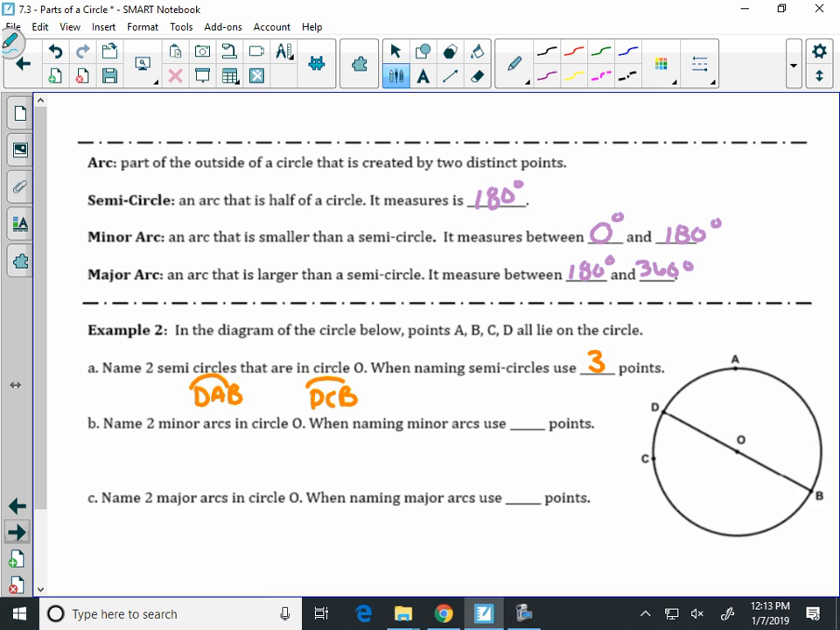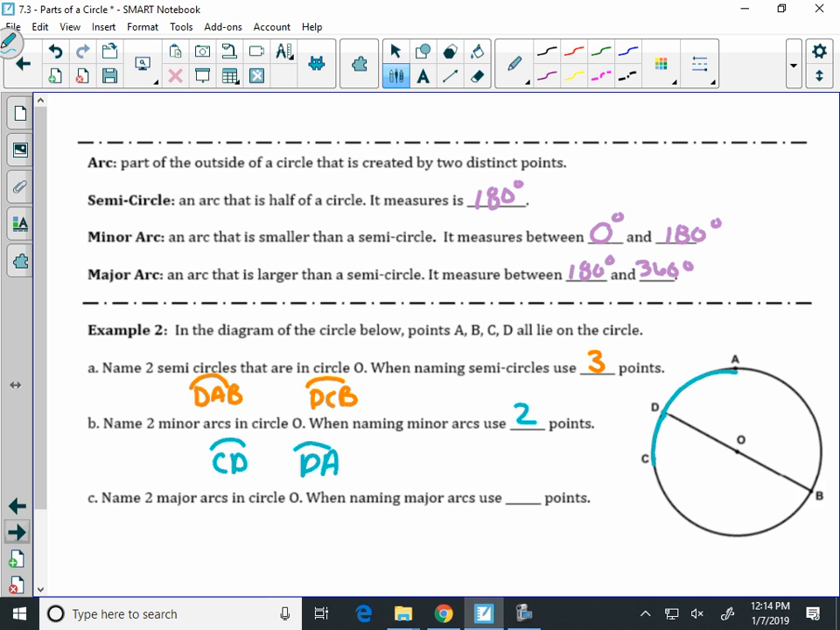Okay. 2. We're going to name 2 minor arcs. When we name minor arcs, we use 2 points. Use 2 points to name minor arcs. And those are just your tiny little arcs. So who can give me a minor arc? C? Yeah. Start at C, you end at D, there is a minor arc. CD. What's another minor arc? What is it? D to A.